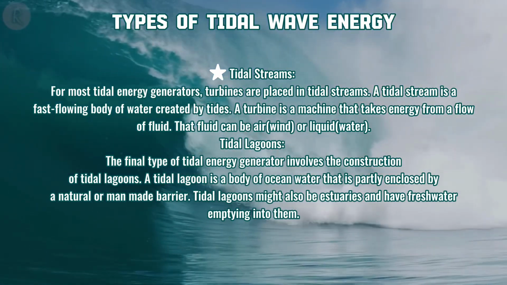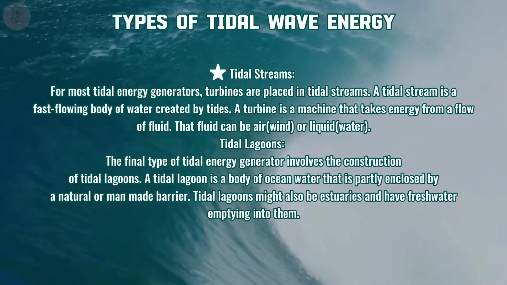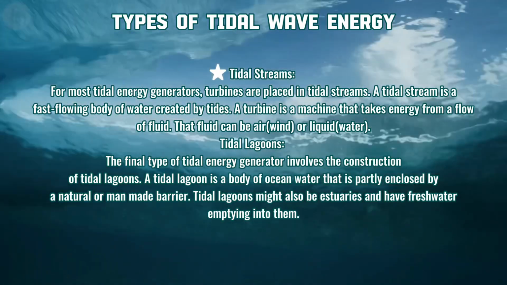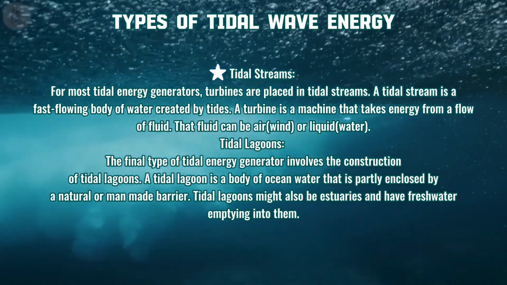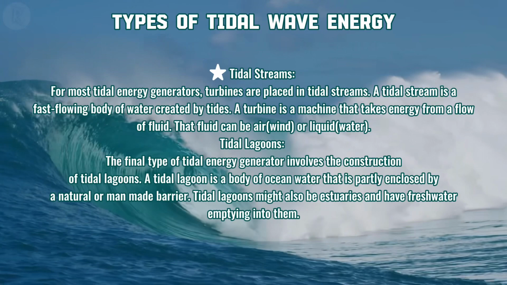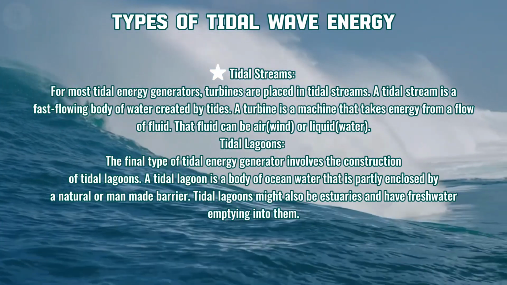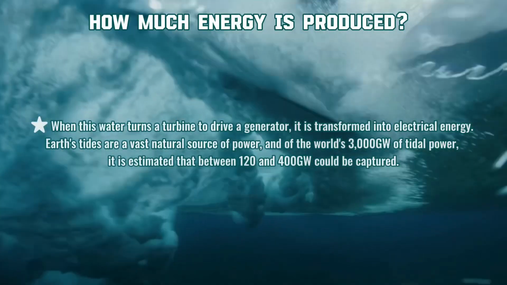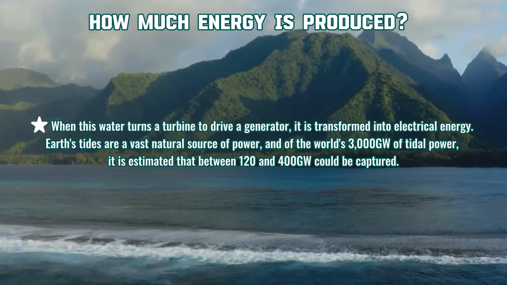Tidal lagoons are the final type of tidal energy generator, which involves the construction of tidal lagoons. A tidal lagoon is a body of ocean water that is partly enclosed by a natural or man-made barrier. Tidal lagoons might also be estuaries and have fresh water emptying into them. When this water turns a turbine driving a generator, it is transformed into electrical energy.